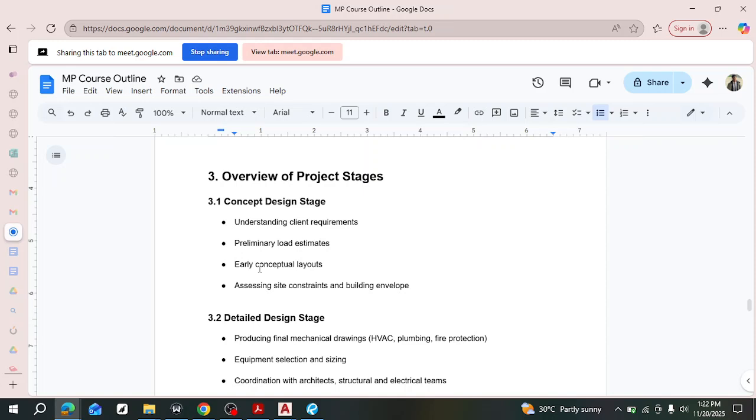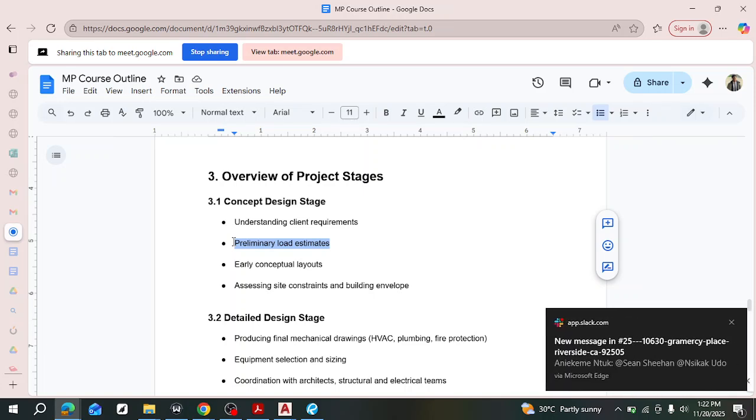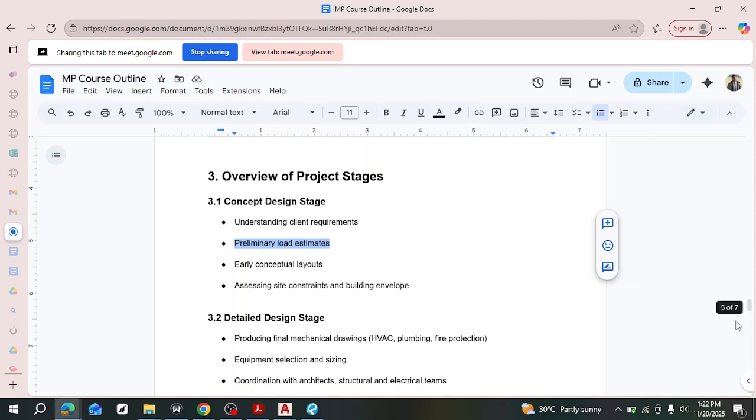I'm just saying this is a concept. This is the first stage of design, under preliminary load estimates. You're trying to do an estimate of the load, so this gives you an idea. Now, the space might have a lot of people in it, or a lot of equipment in it. Those things will not enable you to do the actual load calculation. This is just an estimate.